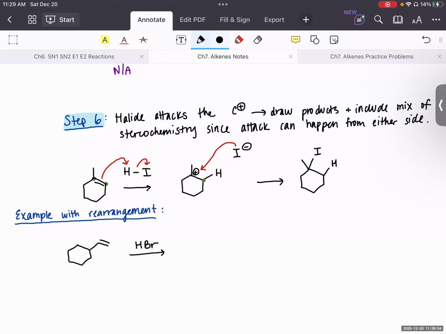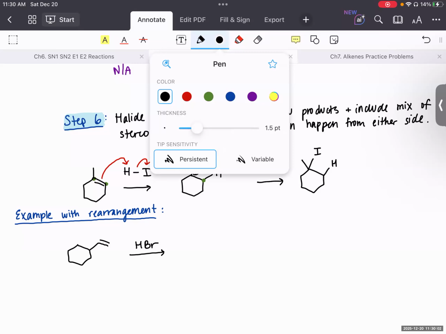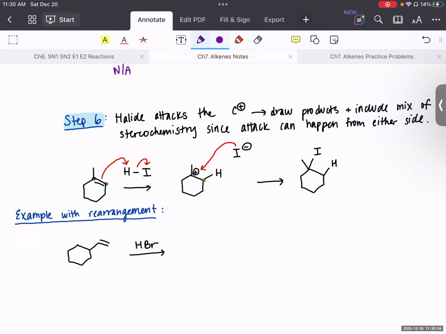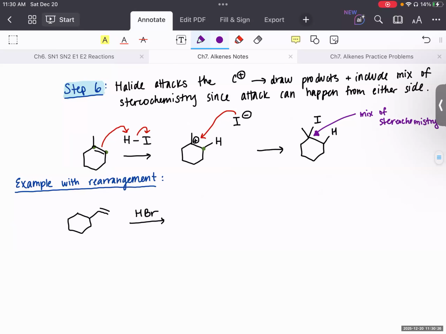I can draw in that hydrogen if we want, but for skeletal structures, we don't need to. One thing I want to point out is that the attack in this step can come from either side of that carbocation. And so on this carbon here, we have a mix of stereochemistry. This isn't actually a chiral center in this example, but in general, we end up having both the wedge and the dash orientation for the added halide for our products. In different reactions, you might know the stereochemistry, but in this one you don't, and you get a mixture.